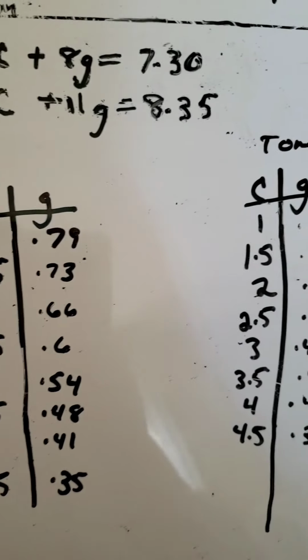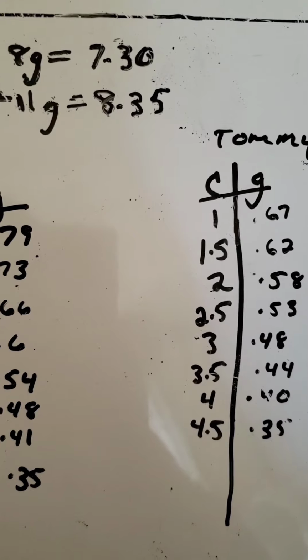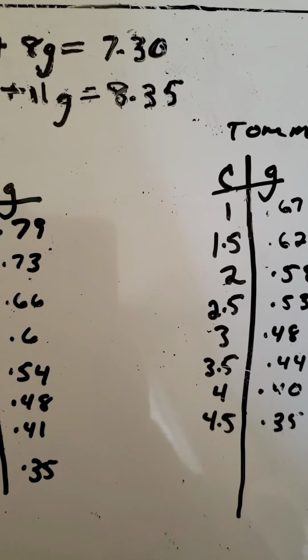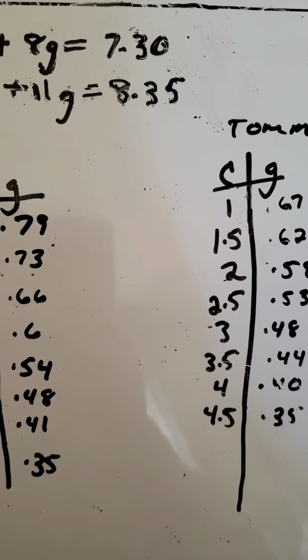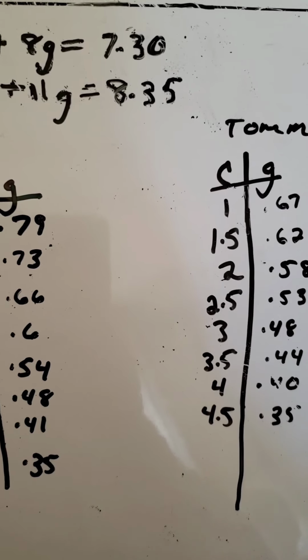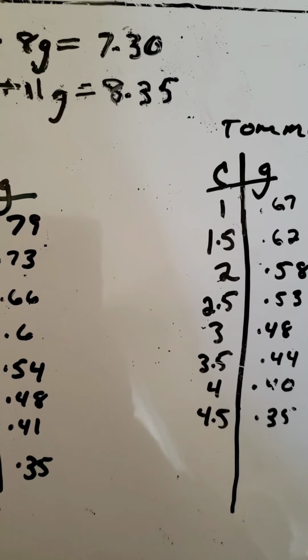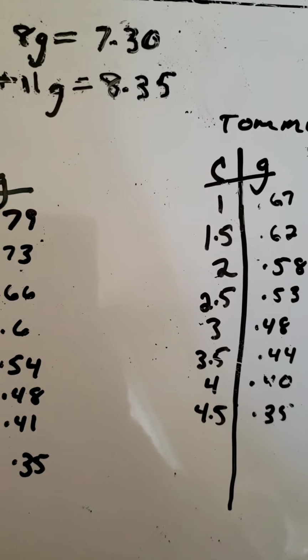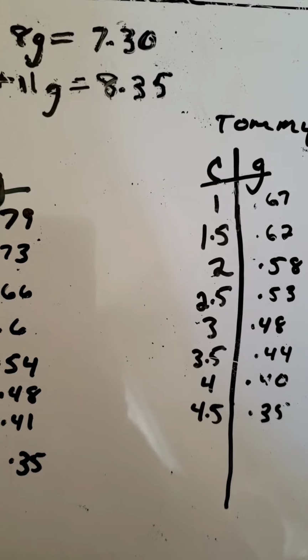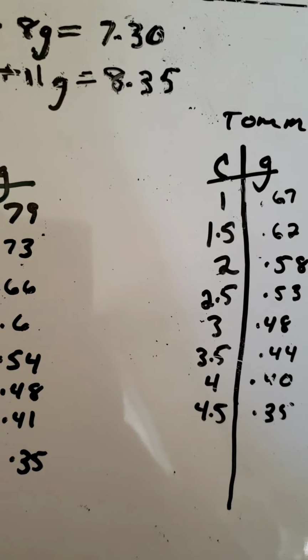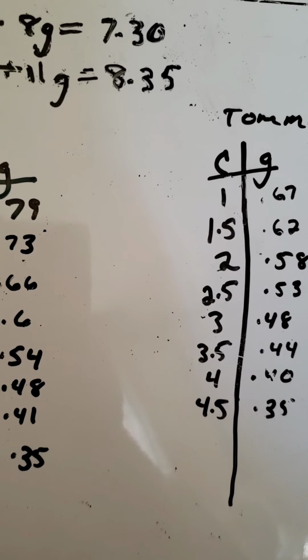And then you'll do the same for Tommy's equation. When you put in 1, you get approximately 67 cents. When you put in 1.5, you get approximately 62 cents. All the way until you get to $4.50, which you also get 35 cents. Which when we graph, you'll see why this is important.